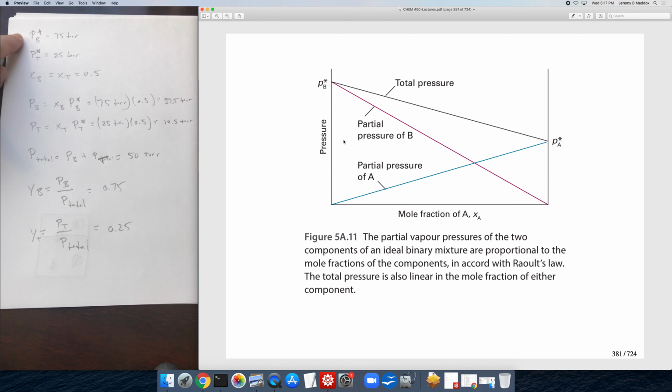Notice it's above the 25 torrs here for the toluene. As the concentration of benzene decreases as you go this way, the vapor pressure of benzene decreases and it goes to 0. The total vapor pressure of the solution is a sum of these two curves. When it's pure benzene, the total pressure would be the vapor pressure of benzene. And on the other end of the diagram, when it's pure toluene, the total vapor pressure of the solution would be that of pure toluene, and then everything in between.